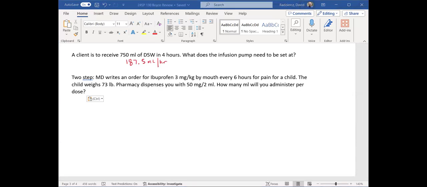All right. In the event you get asked to do a two-step question, the two-step question just means that you're going to have to account for weight, and then solve like you would typically solve. So let's look at this example here. Okay. So it says the MD writes an order for ibuprofen, 3 milligrams per kilogram body weight, every 6 hours for pain for a child. The child weighs 73 pounds. Pharmacy dispenses you with a 50 milligram per 2 ml ibuprofen. So let's just make sure we clarify that.